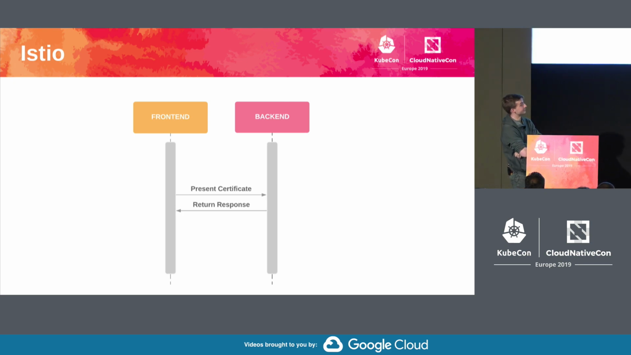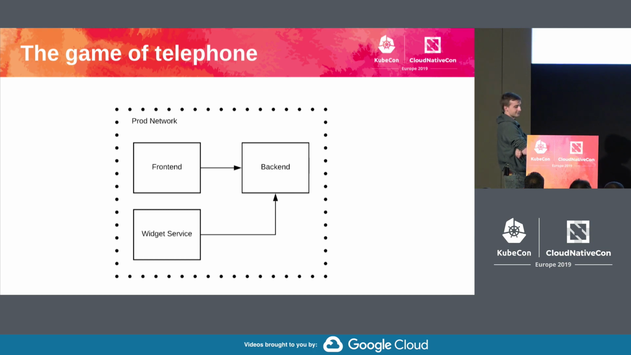So this sounds pretty good for now. Let's apply this to our game of telephone. Armed with mutual TLS to secure service-to-service communication, we can implement some enforcement policy in the back end that says the front end identity is allowed to call the back end, but the widget service is not. And this looks pretty good.